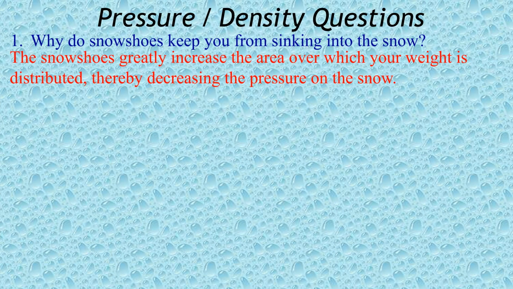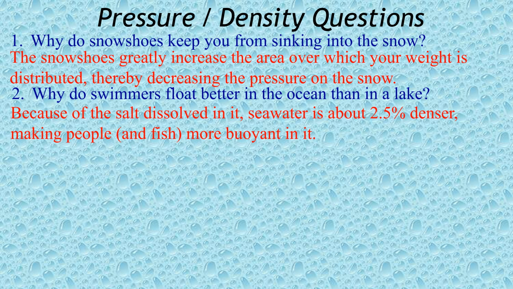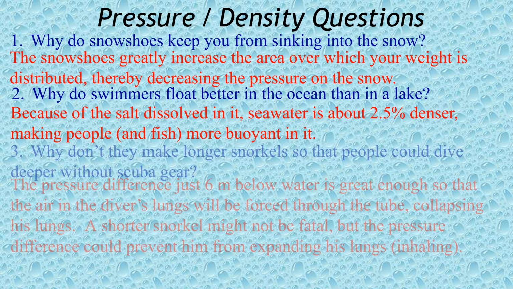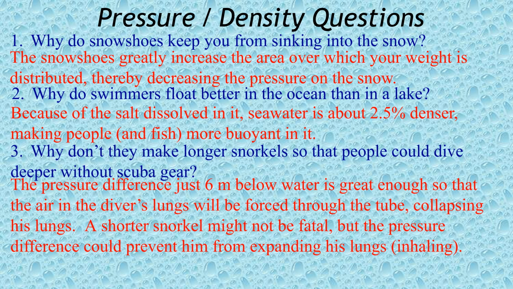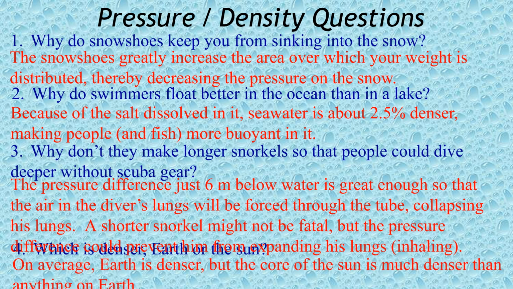Snowshoes prevent sinking because they increase the area, decreasing pressure. Swimmers float better in the ocean because salt makes seawater denser. A long snorkel won't let you dive deeper because the surrounding water pressure would collapse your lungs. On average, Earth is denser than the sun, but the sun's core is much denser than anything on Earth.